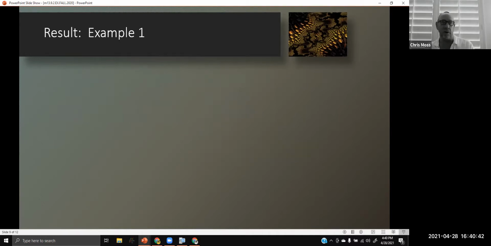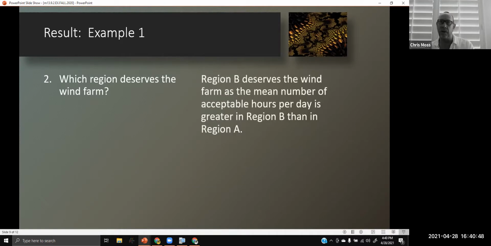So we're now in a position to answer the second question. Which region deserves the wind farm? Region B deserves the wind farm, as the mean number of hours per day is greater in B than in A. Remember, A is less than B, that means B is greater than A. So more hours in region B means that's where we're going to build our wind farm.